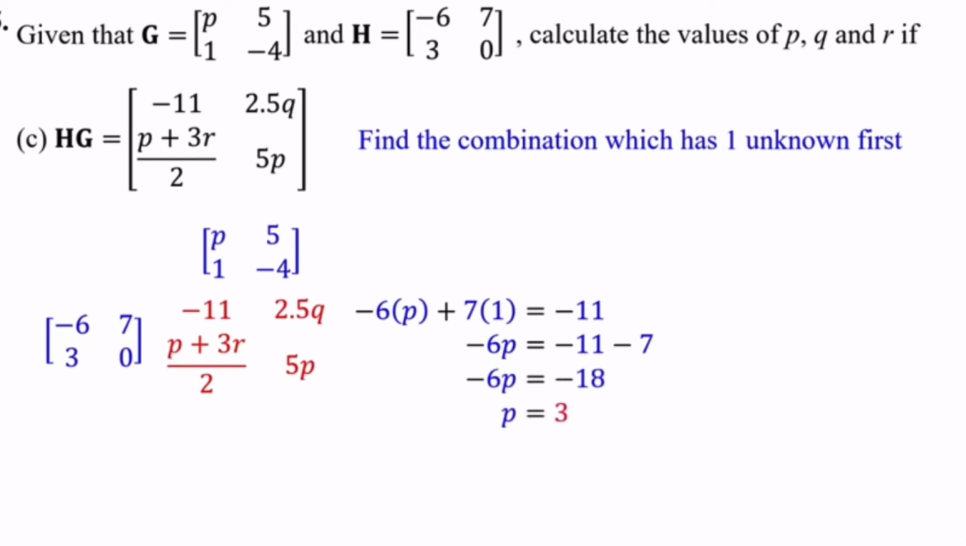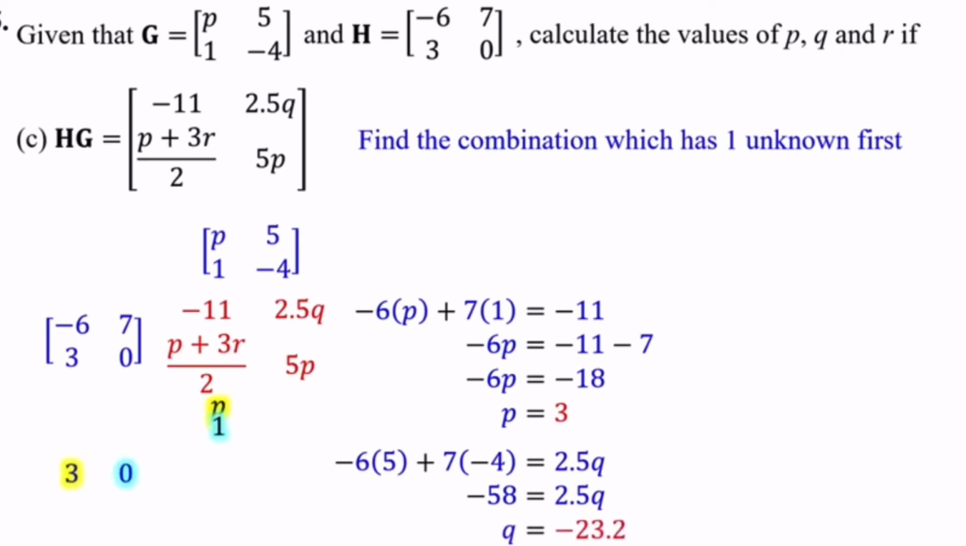3. So after we got the p, we can solve the other one, we can solve the q, which is negative 6 times 5 plus 7 times negative 4 is equal to 2.5q. So negative 58 over 2.5. So we will get the answer for the q, which is negative 23.2. Okay, negative 23.2.